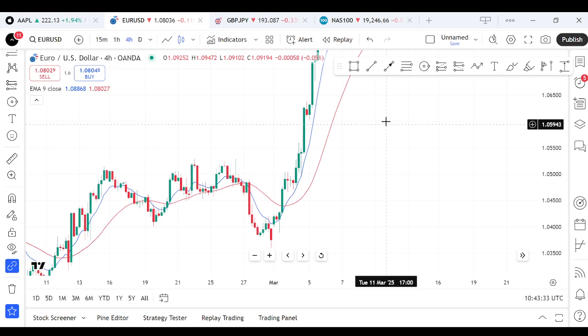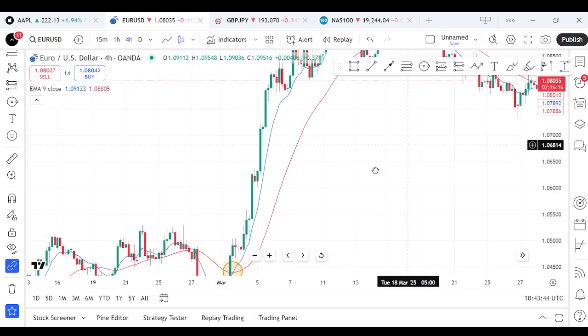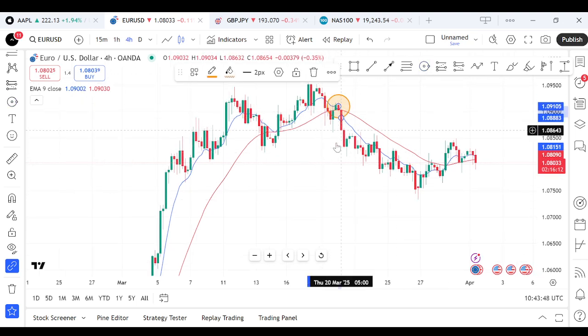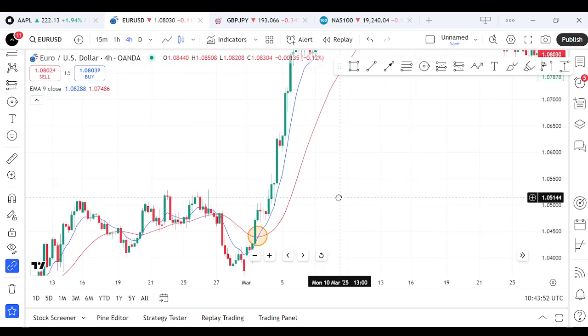For example, let me give an example here. We have this cross signaling a bullish crossover. This is a bullish crossover, and this signals bullish momentum stepping into the market. And here we have a bearish crossover signaling bearish momentum entering the market. Now, once we've spotted these crossovers, the next step is to go to the lower time frames.